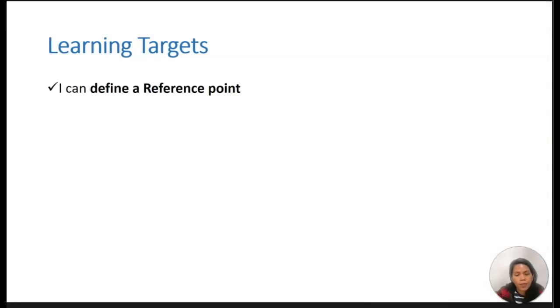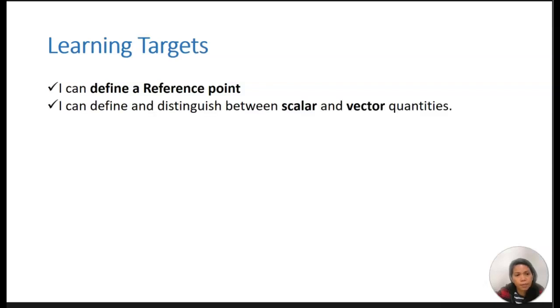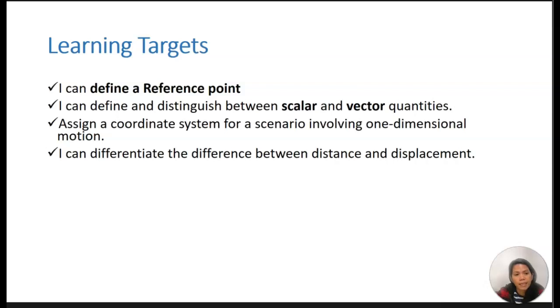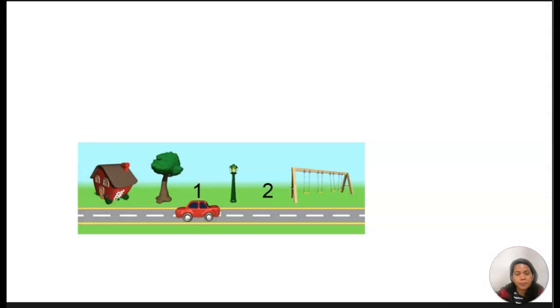One of the learning targets after the lesson is you will be able to define a reference point and then define and distinguish between scalar and vector quantities. You will also be able to agree on the coordinate system so we can assign different directions, positive or negative, for all motions involving one dimension. And lastly, we'll be able to differentiate between distance and displacement.